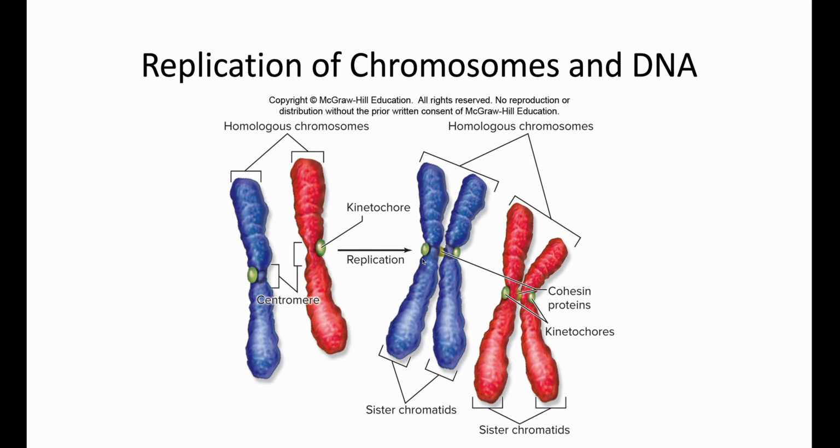Now, this chromosome has twice as much DNA as this chromosome, but it's genetically identical to this chromosome. And this chromatid is genetically identical to its chromatid, and both of those chromatids are identical to this chromosome. So, chromosome terminology, it can be confusing.